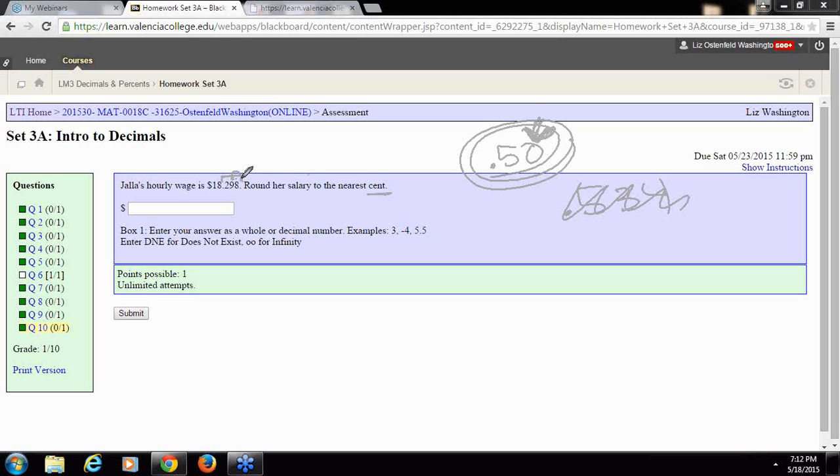So technically, the 9 can't get any bigger, right? What's the next number after the 9? We're going to change it to 30. Exactly. So it's going to be 18.30. Any questions about that one? Very good, guys.